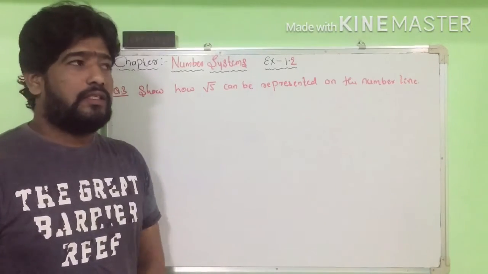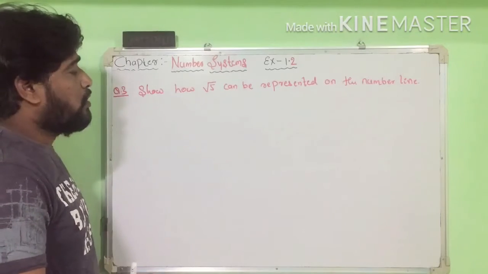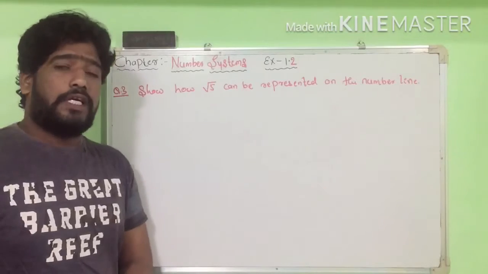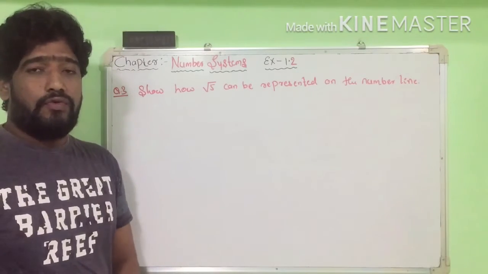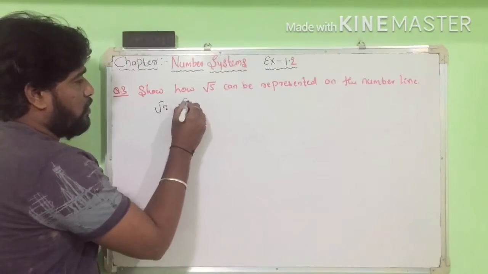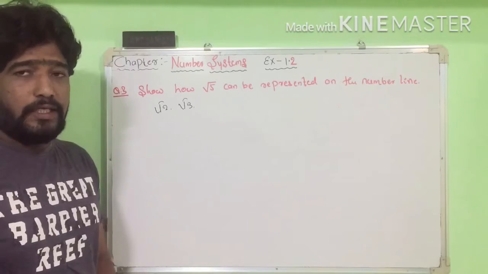Well students, the last question is: show how root 5 can be represented on a number line. Before representing root 5, we can represent root 2 and root 3 on a number line. After that we will discuss root 5, right?